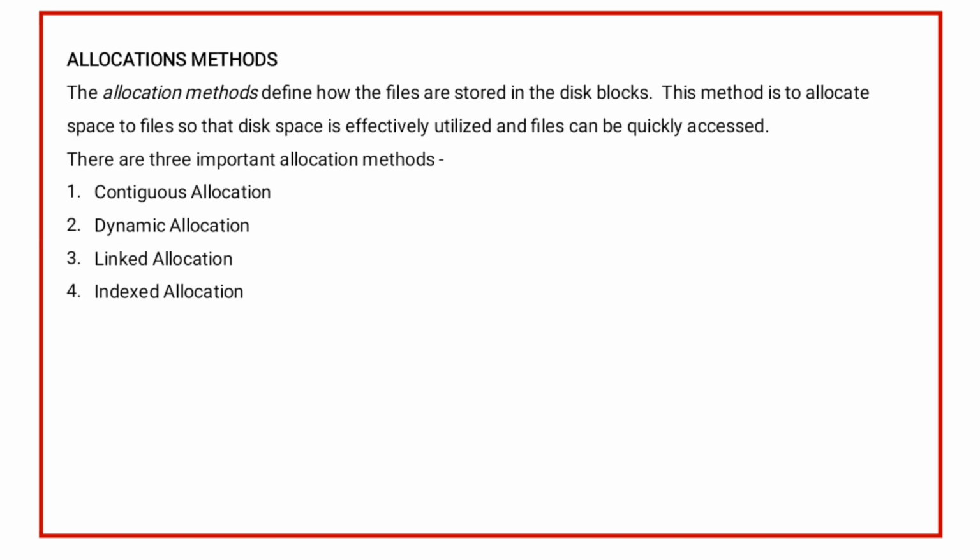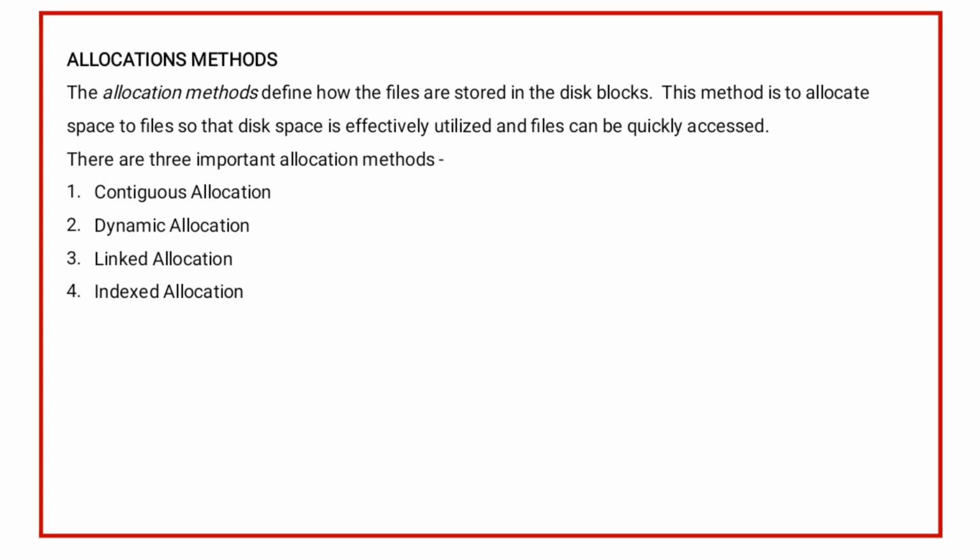Next is allocation methods. Allocation methods define how the files are stored in the disk blocks. These methods allocate space to files so that disk space is effectively utilized and files can be quickly accessed. Now, there are four important allocation methods. These are contiguous allocation, dynamic allocation, linked allocation, and indexed allocation. First, contiguous allocation.